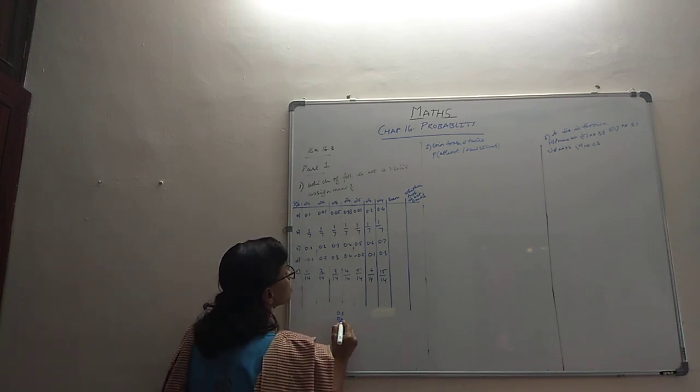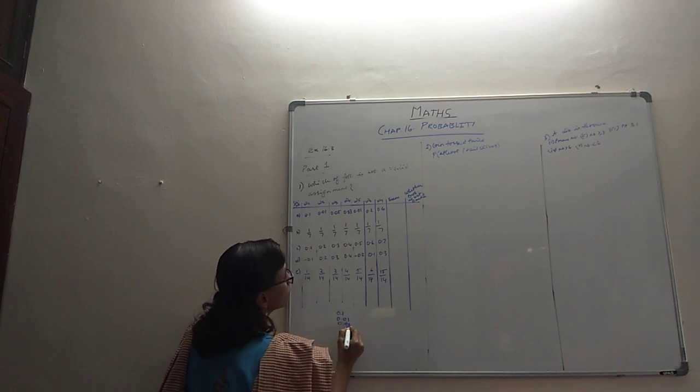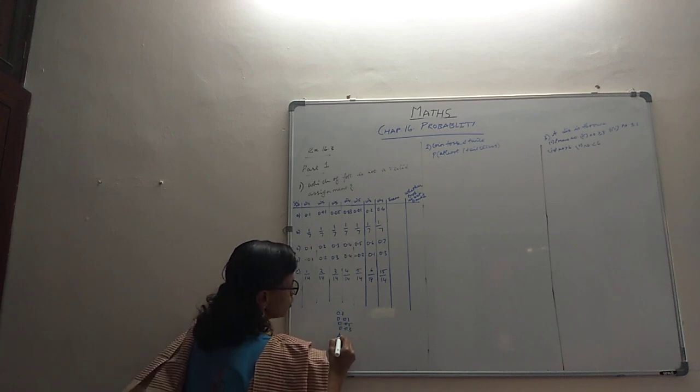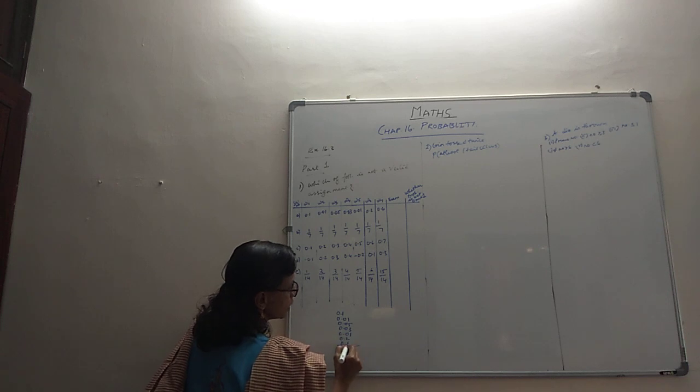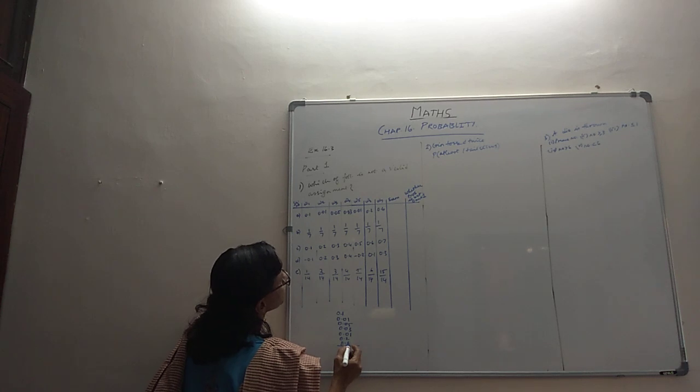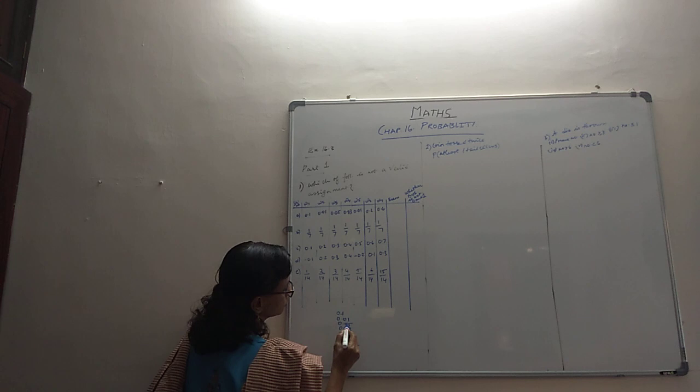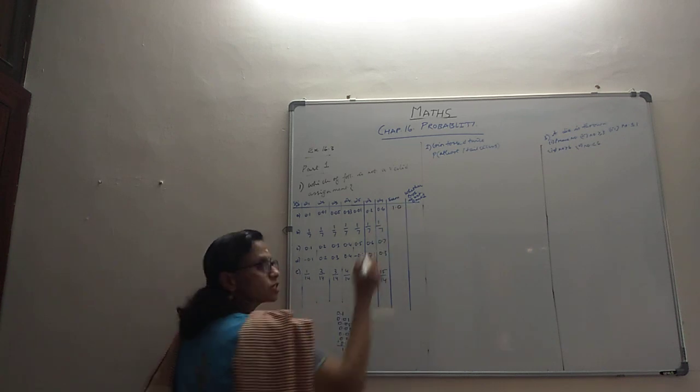0.1, 0.01, 0.05, 0.03, 0.01, 0.2 and 0.6. Let's check. 5 plus 1, 6, 6 plus 3, 9 and 1, 10, 1 carries. 7 and 3 is 10 and 1 is 11. I hope everything is okay. 6 and 2, it's 8, 9 and 10. Yeah, sorry, 10. So the sum is coming to 1.0, which is 1.